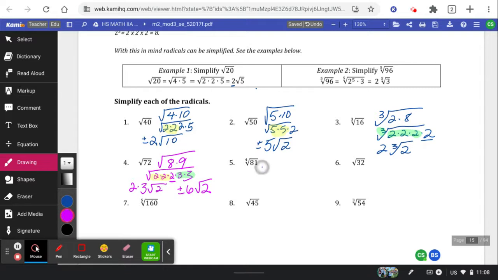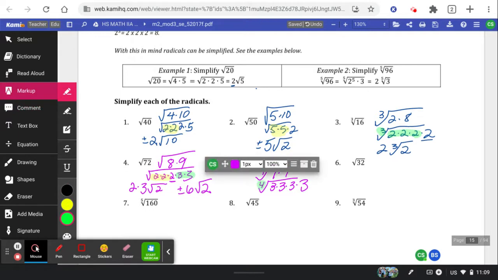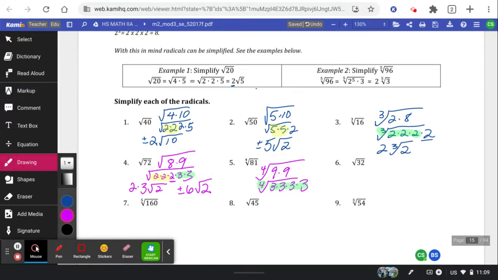Fourth root of 81. We break down 81 into 9 times 9, or 3 times 3 times 3 times 3. Because this is a fourth root, we're looking for groups of 4. Since there are 4 threes, my answer for this one is just 3. Because it's an even index, we can also say plus or minus 3.